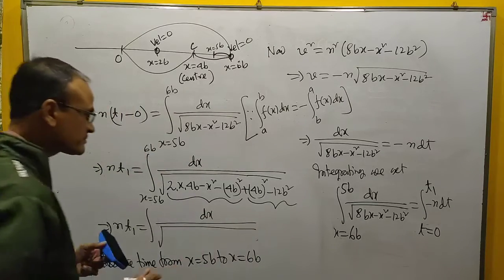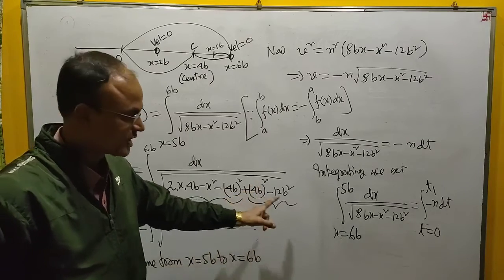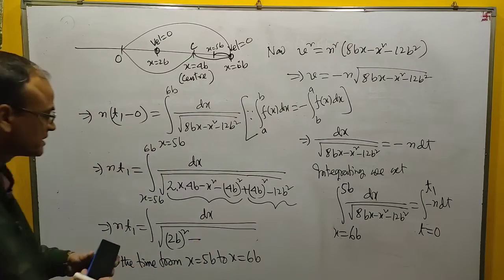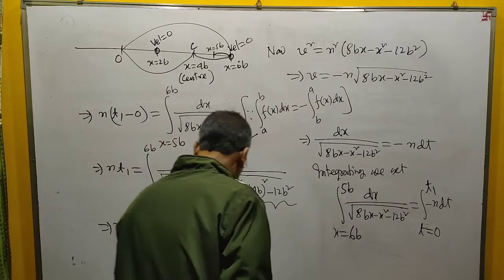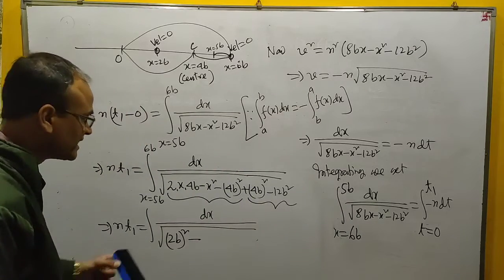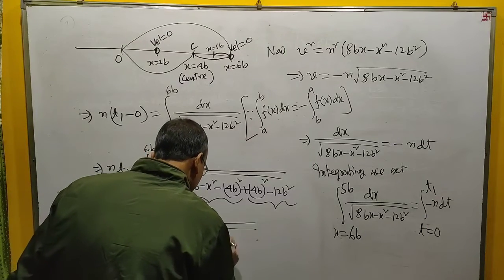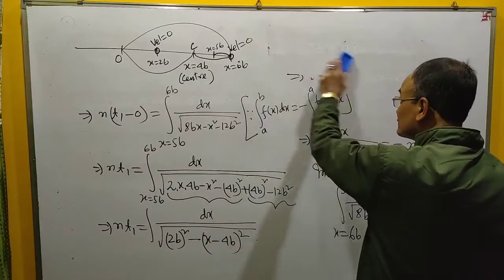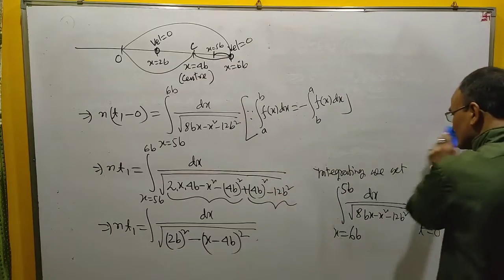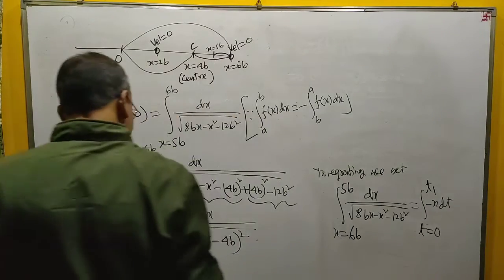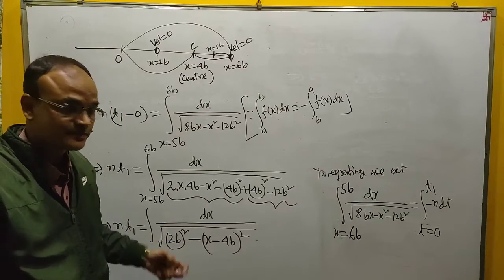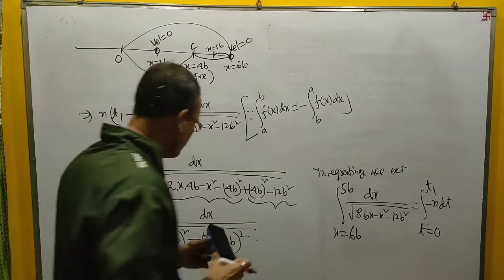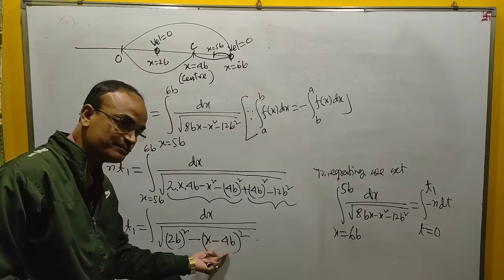4b square means 16b square, minus 12b square means 4b square. The 4b square means (2b) whole square, so it can be written like this: (2b) whole square minus (x minus 4b) whole square. What is the integration of this? 1 by root of (a square minus x square) equals sin inverse of x by a. Simple, because if you differentiate this, you will get 1.